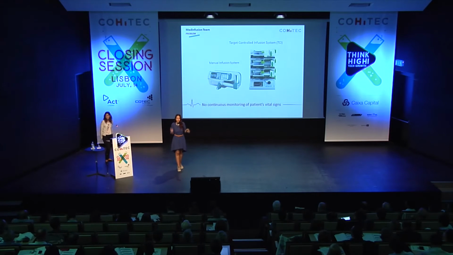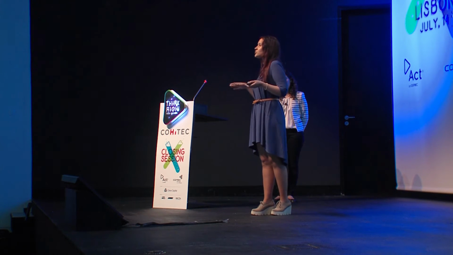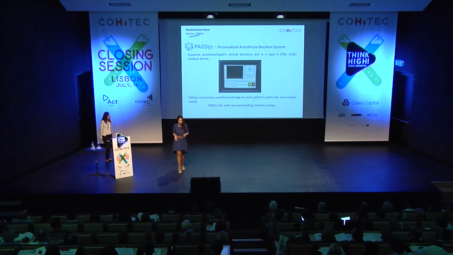So, there are 2 product types that are used nowadays to provide intravenous anesthesia. The first one is the manual infusion system. This system is not accurate, but is the most widely used. The second one is the target controlled infusion system, or TCI system. This is not so used because it's not accepted in the United States. It doesn't have FDA approval because of its basic concept, and is also too complex. Also, both products do not take into account the continuous monitoring of the vital signs.